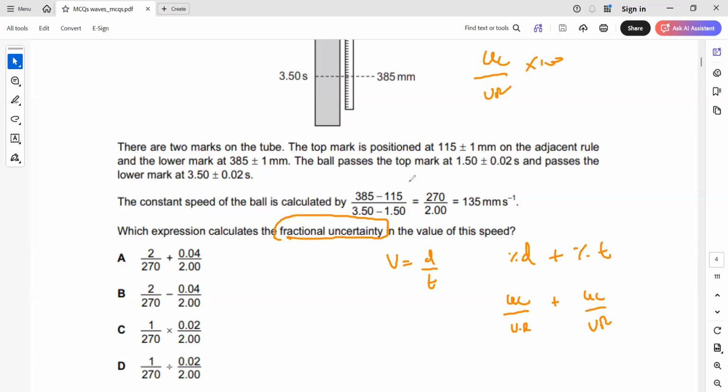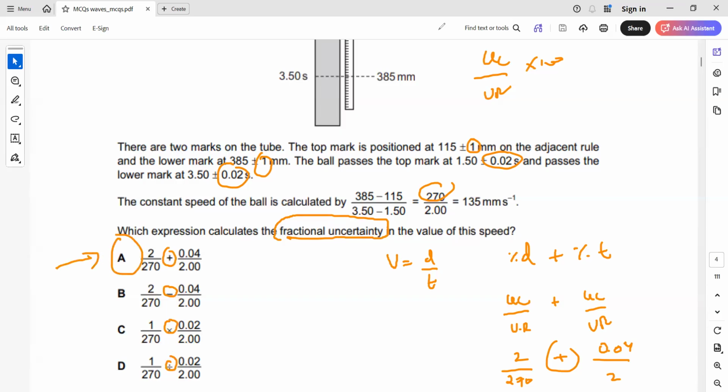So what was the distance recorded? The distance recorded was 270. And what about the uncertainty in the measurement? This was 1 and this is also 1, so that will be 2. The value which we recorded here for the time was 2. And what is the uncertainty in the time? This was 0.02 and 0.02, so the total uncertainty in time will be 0.04. If we need the total uncertainty, we will add them. Even if I don't use these numbers, I can just see from the signs here that uncertainty always adds. That's why A should be the right answer.